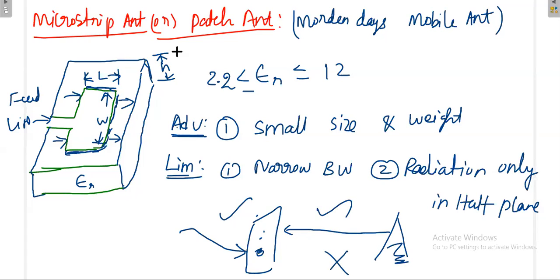Then what are the other applications of this antenna? It is used in high performance aircraft.